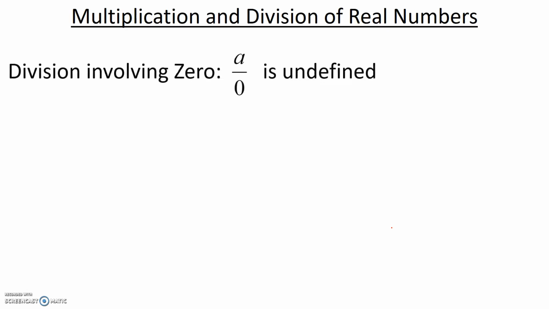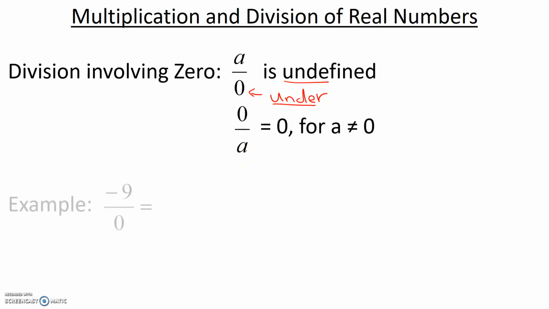Division involving 0. If any number is being divided by 0, the answer is undefined. One way I remember this is if the 0 is under the fraction, notice that under and undefined have the same 4 starting letters. So if the 0 is under the fraction, then the result is undefined. If the 0 is on the numerator, if the 0 is being divided by any number that's not 0, then the answer is going to be 0.